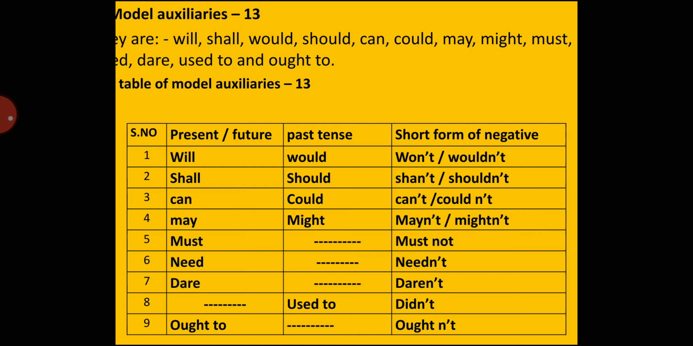Now 13 are there, and will, shall indicate a future tense mode. The rest, can, may, might, must, need, dare, indicate present tense. Past tense, would, should, could, might, and used to, and a short form of negative. So 3 ways they can be used.